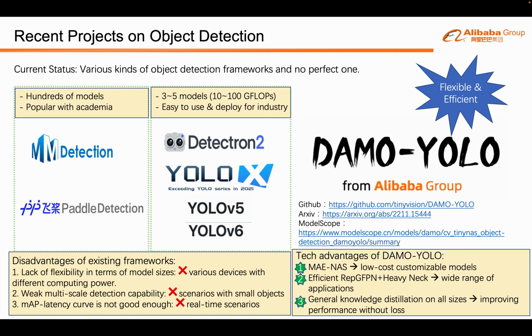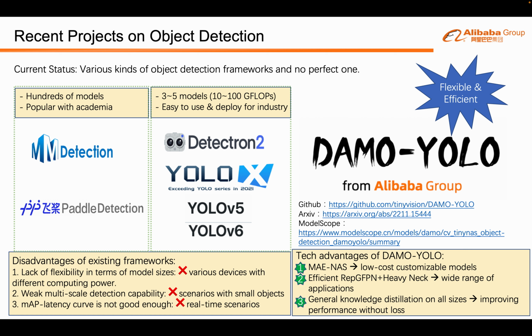As we can see, when using these existing frameworks in practice, there still are several disadvantages. Number one, they often lack flexibility in terms of model sizes, so it's hard to apply them to different scenarios with different computation powers. For example, the YOLO series mentioned above only provide 3 to 5 models of 10 to 100 GFLOPs, so it's hard to cover various devices.